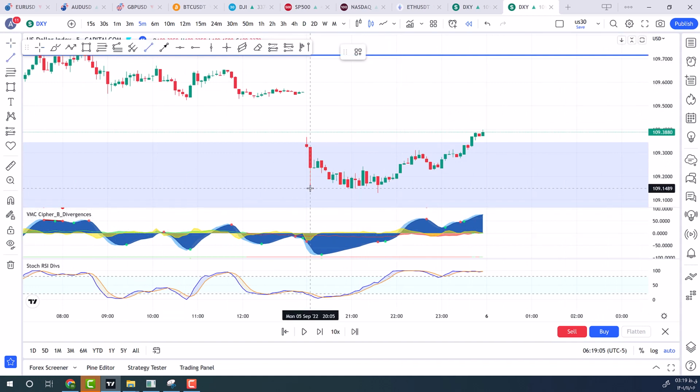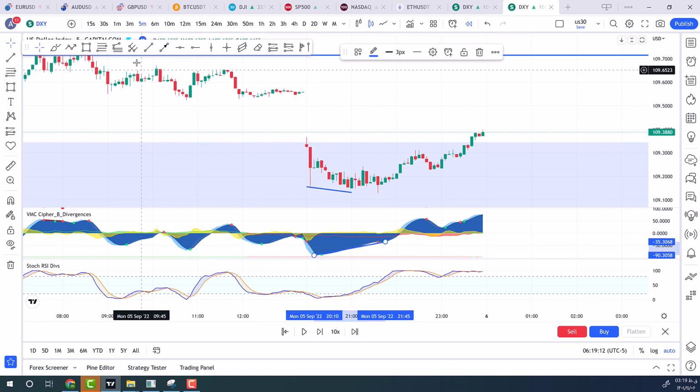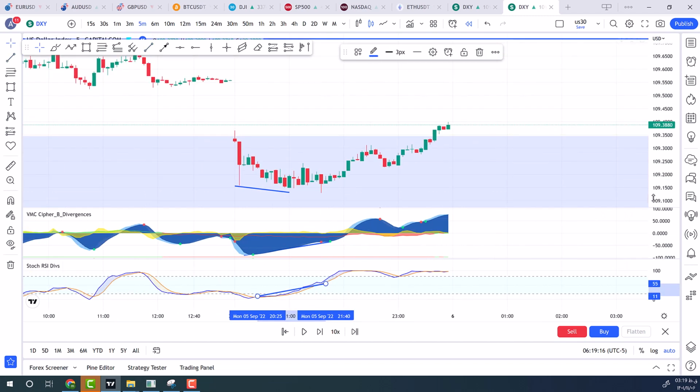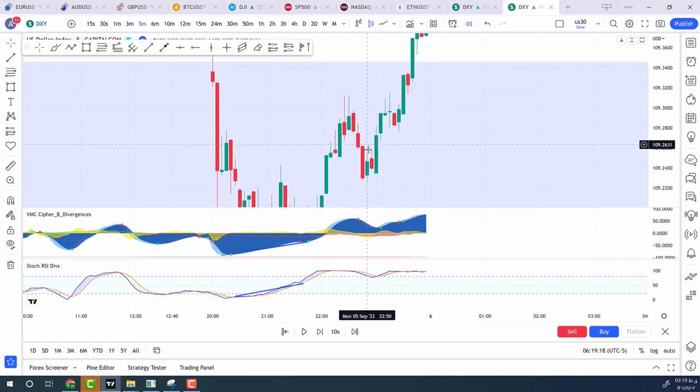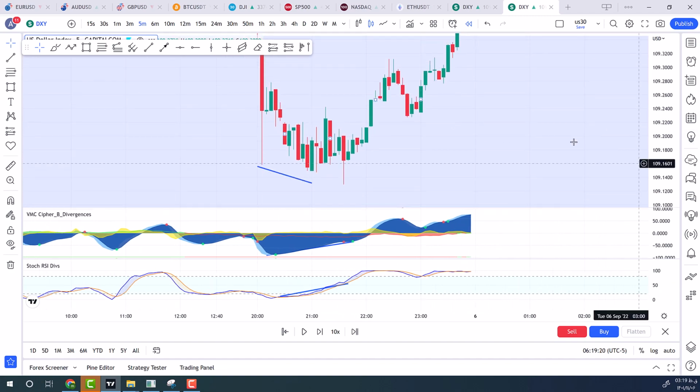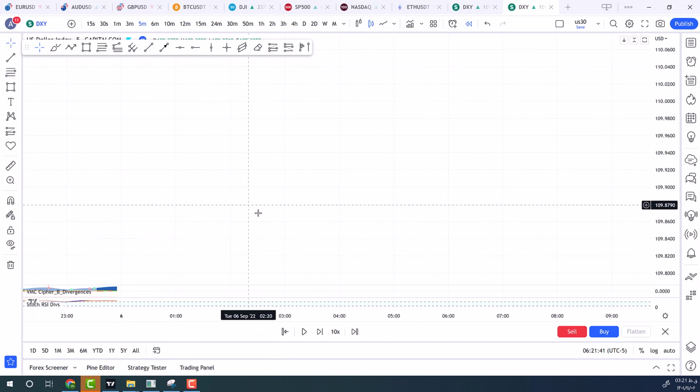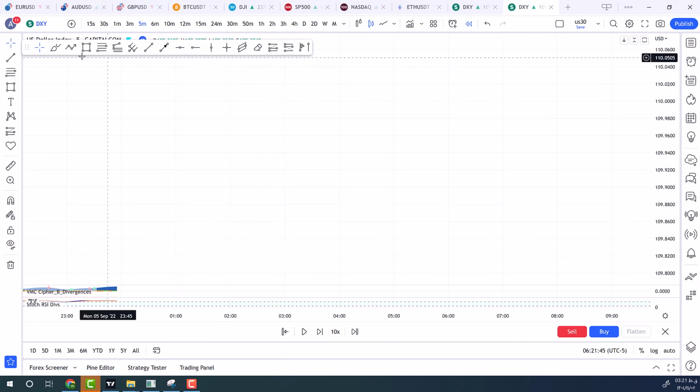Do we have a divergence? Yes, we have a lower low here, we have a higher low here, and we have a higher low here as well. Do we have a shift? The shift is important. Why the shift is important? Let me explain to you. Why we don't use just divergences?